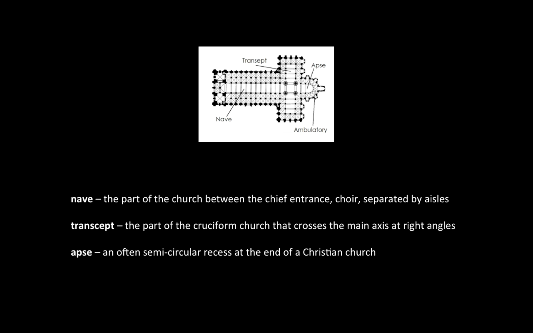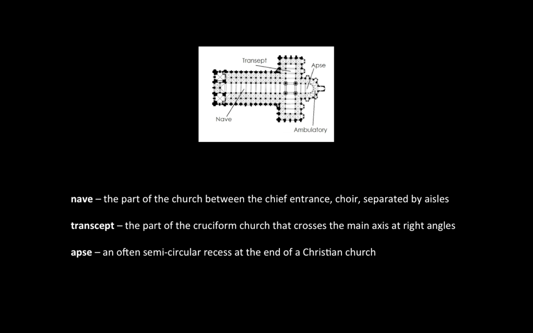So these terms are the ones that are on your study guide. You have the nave, which of course we see on the diagram, the part of the church between the chief entrance, choir, and the part that is separated by aisles. You have the transept. This is the part of the cruciform church that crosses the main axis at right angles. And this also gives the floor plan as well as a structural reference to the Holy Roman Cross.